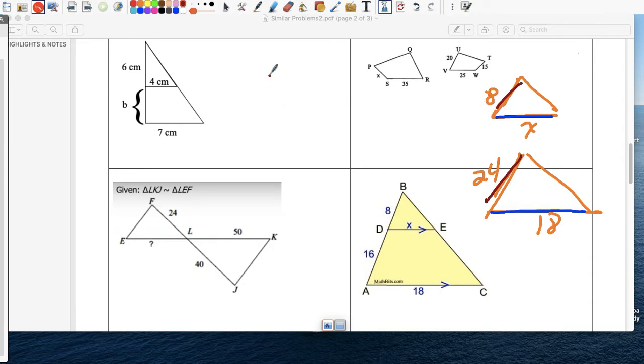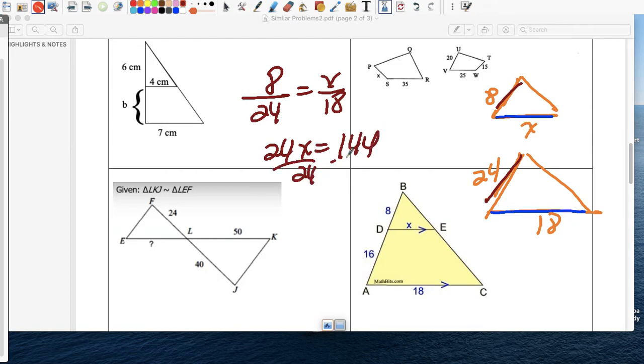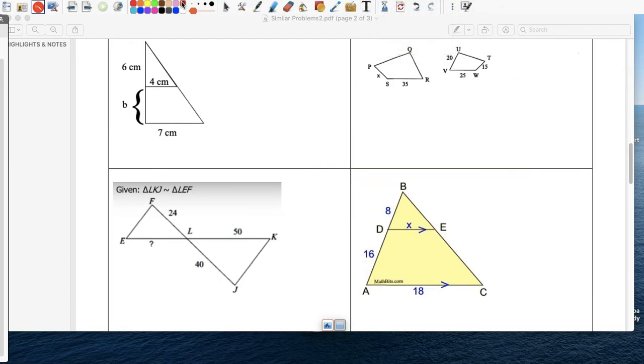But let's set up our proportions anyway. So 8 and 24, and x equals x over 18. Cross multiply. We get 24x equals 144. Divide both sides by 24, and x should be 6. All right? Yeah, x equals 6. All right, so that is 6 over there.